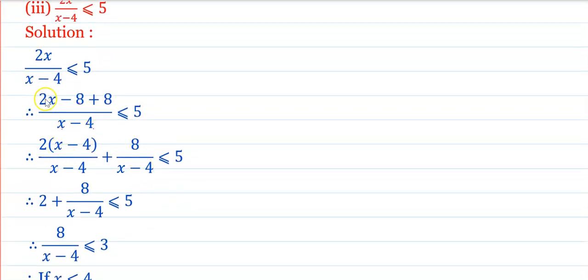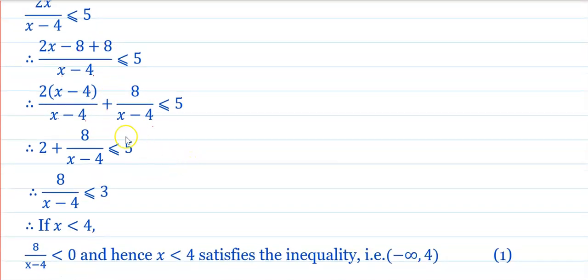Separate it. If we separate it, 2x minus 8, take 2 as a common. Then in bracket you will get x minus 4 upon x minus 4 plus 8 upon x minus 4 is less than or equals to 5. x minus 4 get cancelled. Then you will get 2 plus 8 upon x minus 4 which is less than or equals to 5.